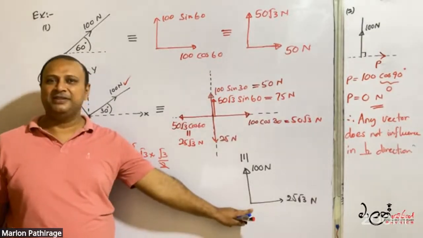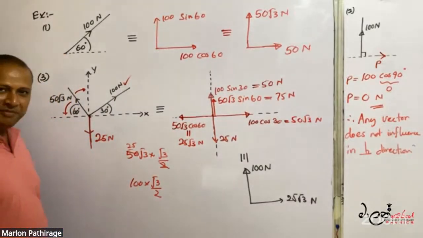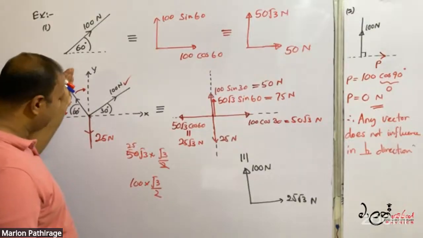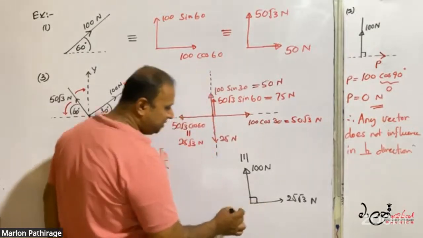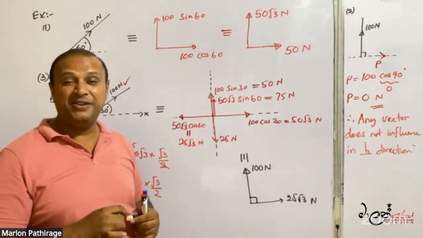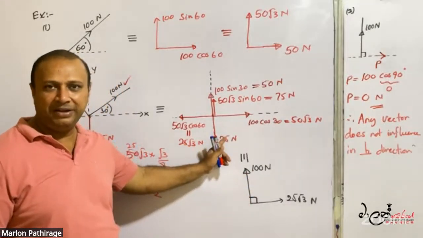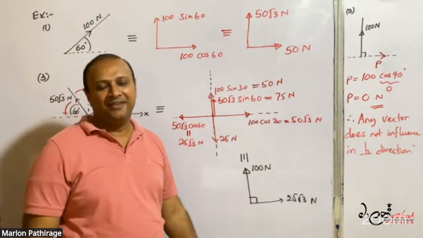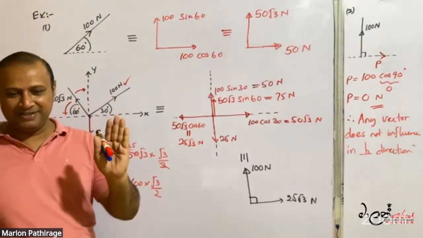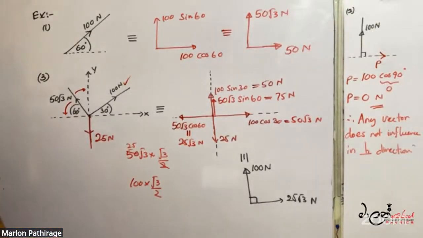If it is clear, please raise the hand. That means if you resolve this vector system into two perpendicular components, you can reduce the vector system into 100 Newton force in the vertically upward direction and 25 root 3 Newton force in the horizontal direction. If it is clear, please raise the hand. Thank you.